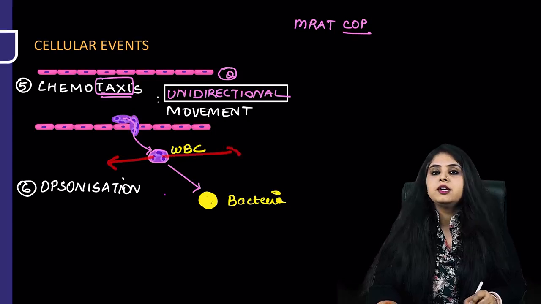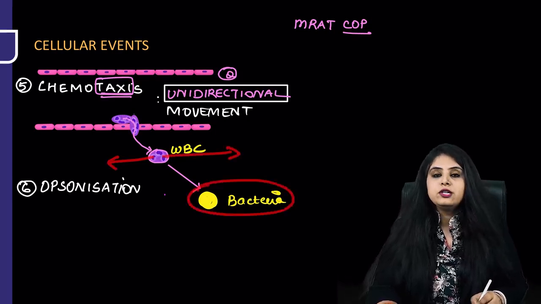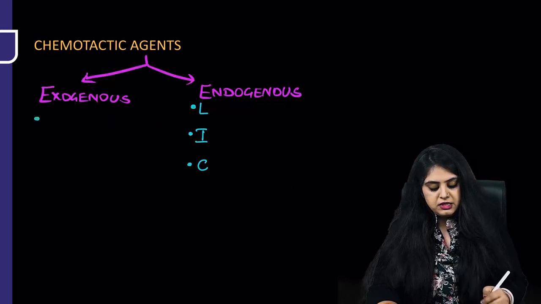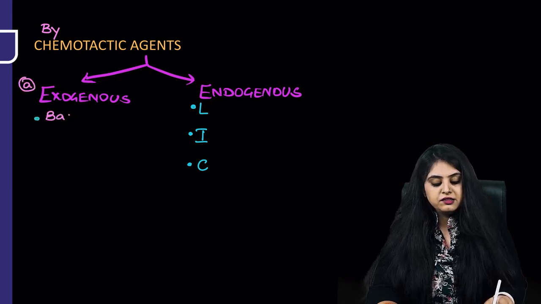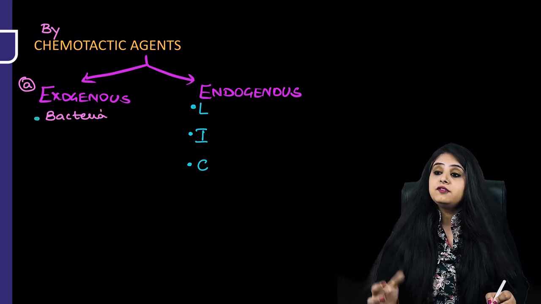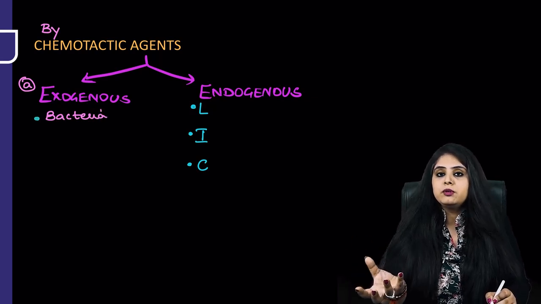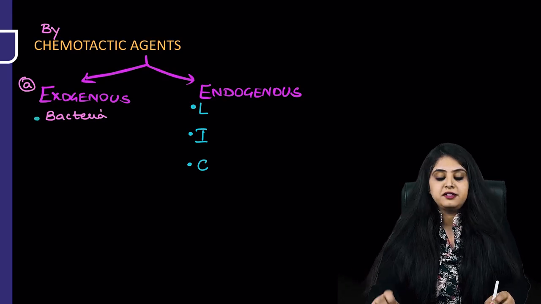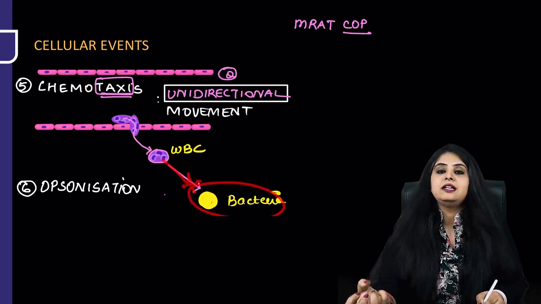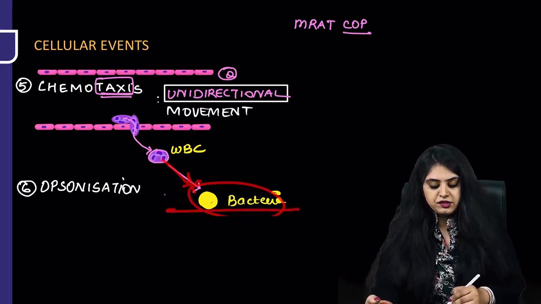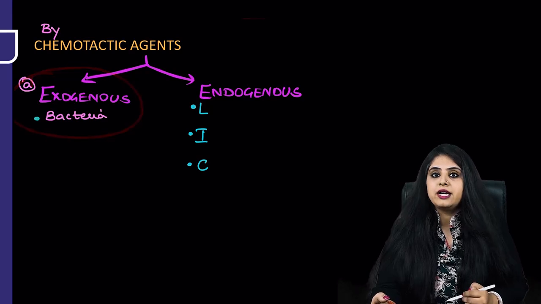WBC could have gone here and there. Why is it only going towards the bacteria? Because this is mediated by certain chemotactic agents. Number one is exogenous, which means the bacteria itself. Ma'am, the exam itself is like a magnet for me. In that tension, because of the exam, I will start studying myself only. Same way, this bacteria is like a magnet. It starts attracting the WBC. So it has come from outside. I call it exogenous chemotactic agent.